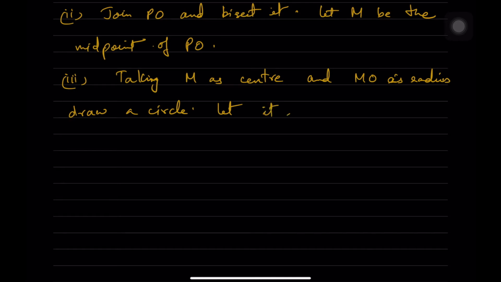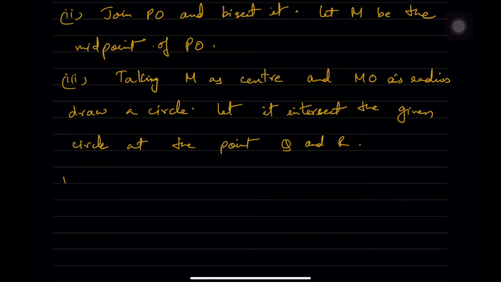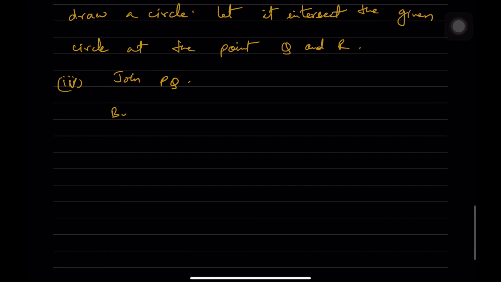Let it intersect the given circle at the points Q and R. Fourth step is join PQ. By measurement, PQ is equal to 4.5 centimeters. PQ is the required length.